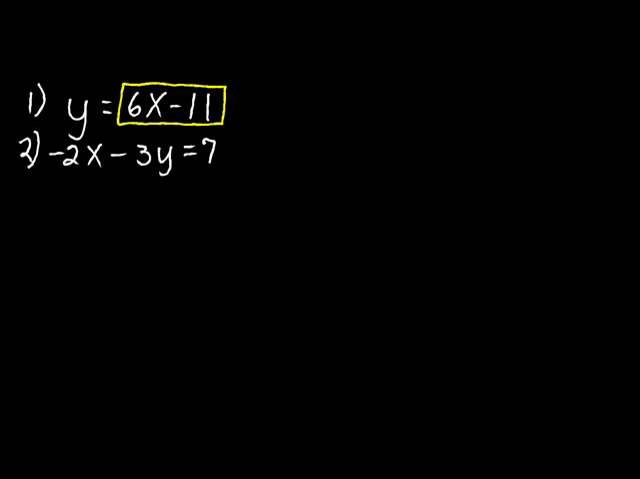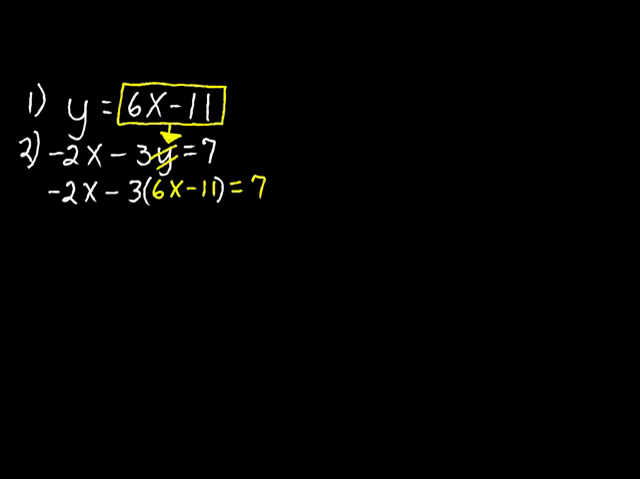I've put a box around 6x minus 11, and that is because that's the expression that is equal to y. y equals 6x minus 11. That means that I can replace the y in the second equation right here with that expression, since they're the same thing. So what I'm going to do is rewrite the second equation exactly the same except for the y. I'm going to stick in there, or substitute is a better word, 6x minus 11 for the y. Okay, and now I've got that equal to 7.